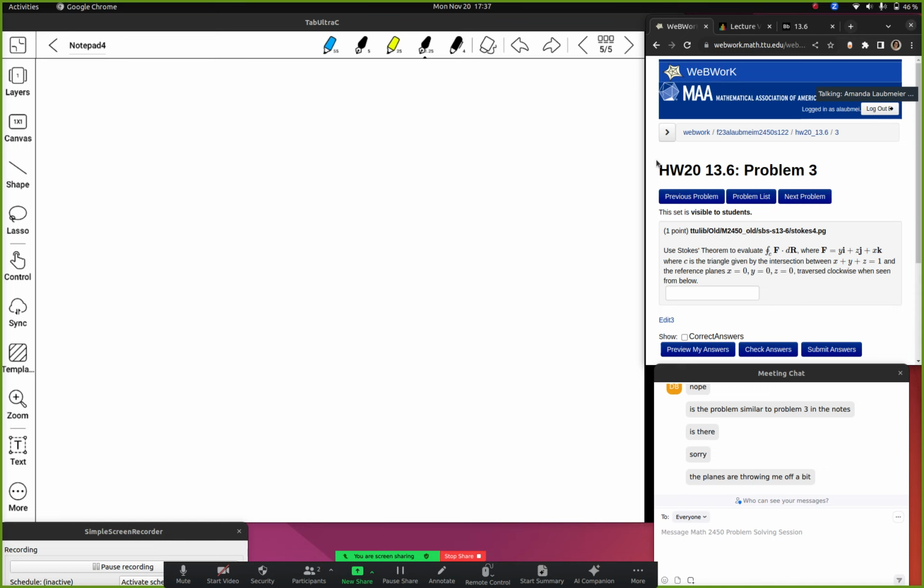So your surface is x plus y plus z equals 1. Z equals 1 minus x minus y. So there's x, y, z, and C is the intersection of that plane and the 3 coordinate planes, x, y, and z equal to 0.